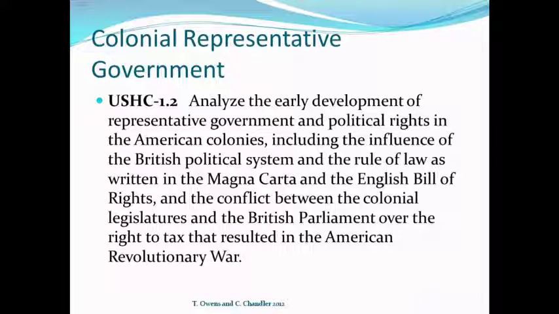One of the big concepts here you really need to understand is the Magna Carta, along with the English Bill of Rights, and then how the colonists really thought of themselves as being British citizens and that they had the right to be consulted when levying taxes, and how that's going to lead to the Revolutionary War.